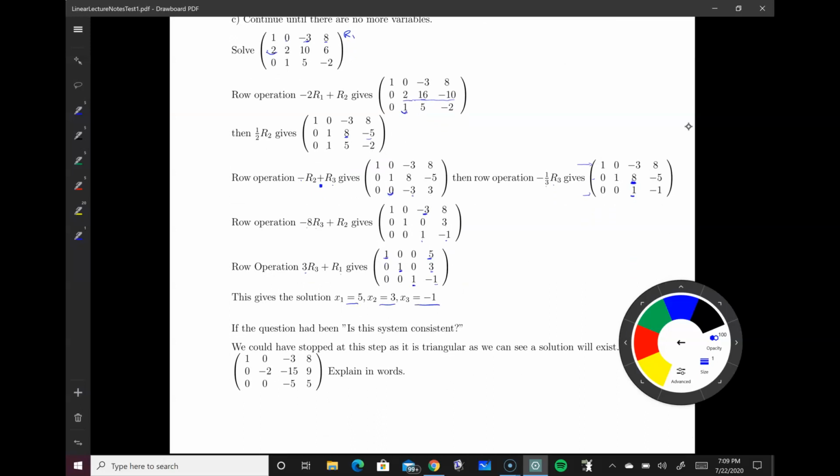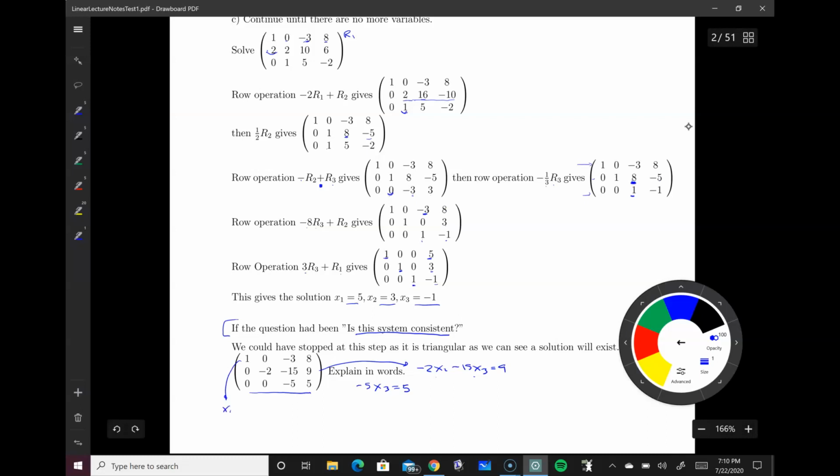So what if the question had been, is this system consistent? Is there a solution? So let's look back. We could have stopped at this step right here, because this last row would have said negative 5x3 equals 5, and I can see there is a solution. This row here would say negative 2x2 minus 15x3 equals 9. I could substitute what I have in here. Yep, I could have found out what that is.